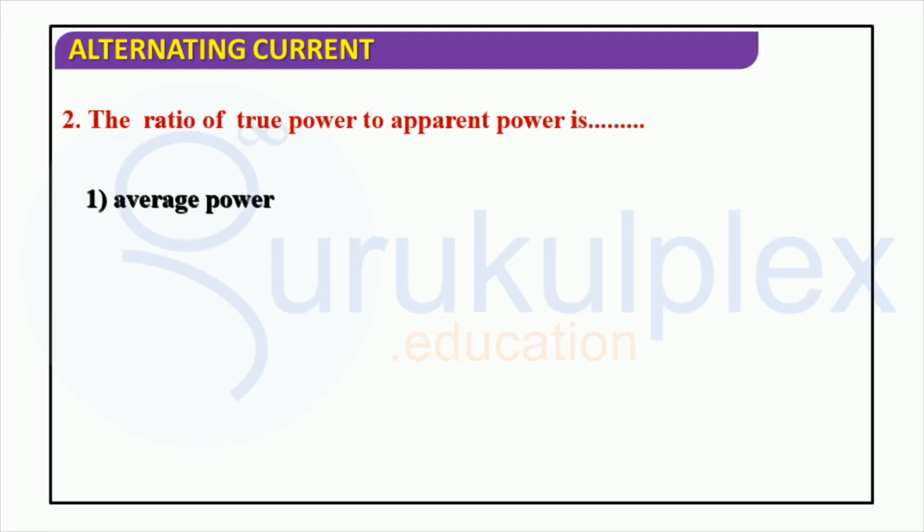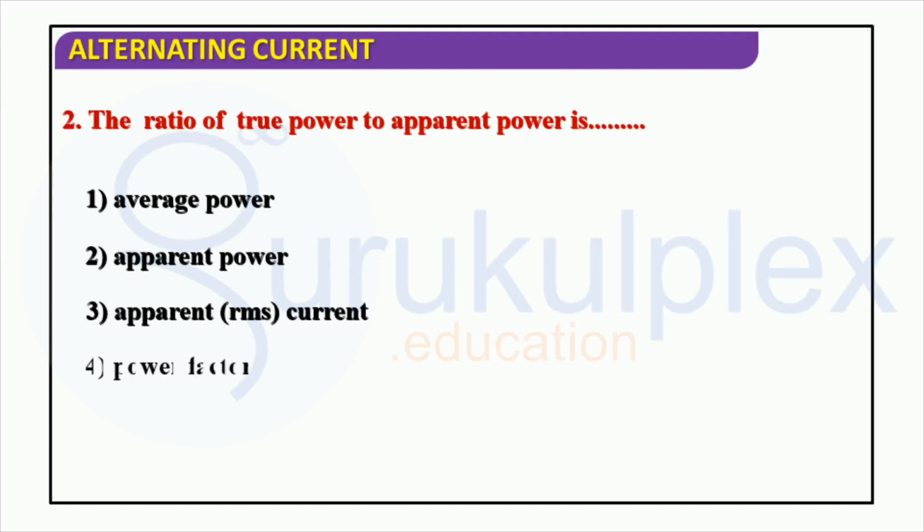Alternating current is a type of electrical current that alternates its direction of flow in a circuit. It has two components: true power, which is the actual amount of power delivered to the load, and apparent power, which is the power supplied by the source. The ratio of true power to apparent power is referred to as the power factor. Among the choices given in the slide, the answer to the question is power factor.